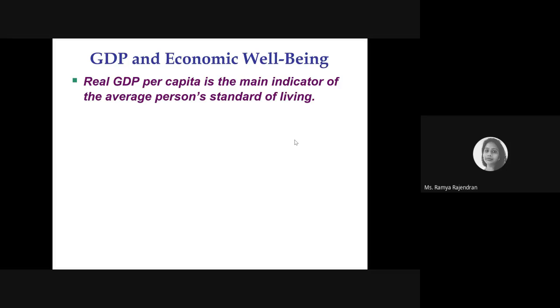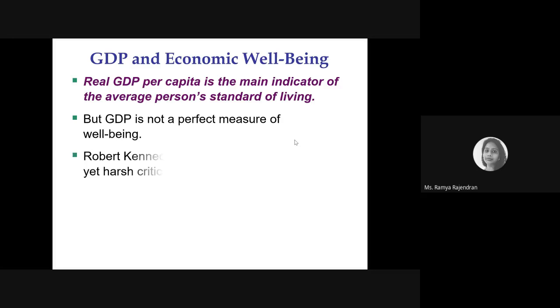So real GDP helps to understand the average person's standard of living when it is calculated per capita. Okay, so we got to know it was around $49,000 per year. That was a good number in 2009 itself when compared to the rest of the countries, for the US. Okay, but you can't say it's a perfect measure.